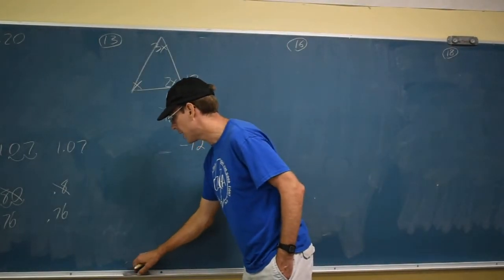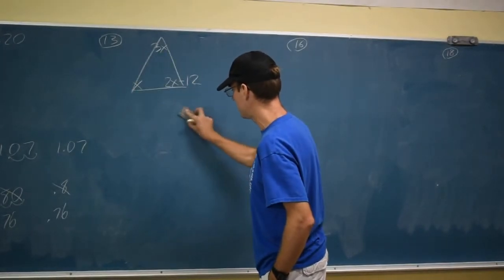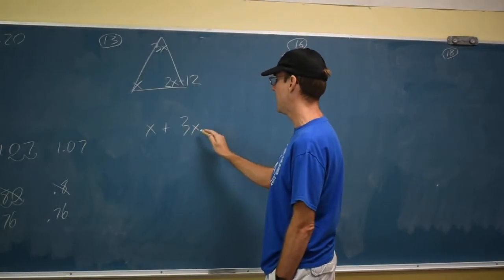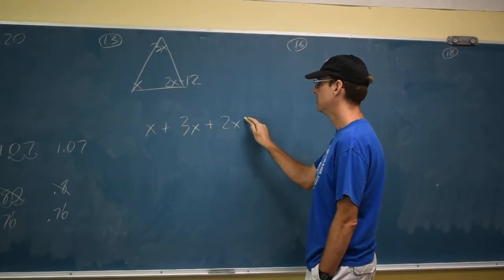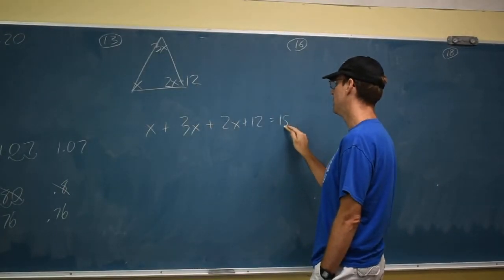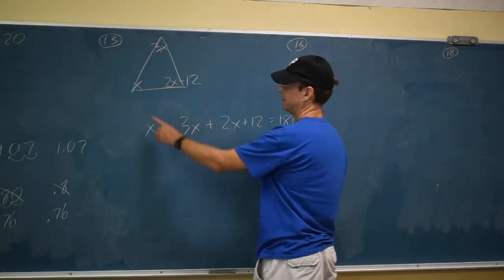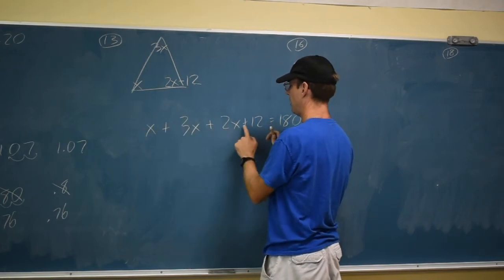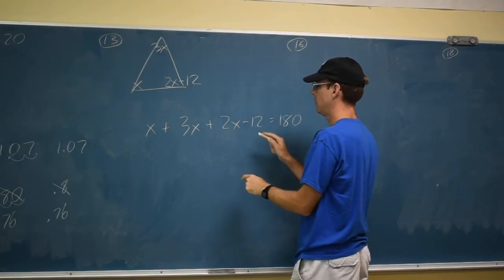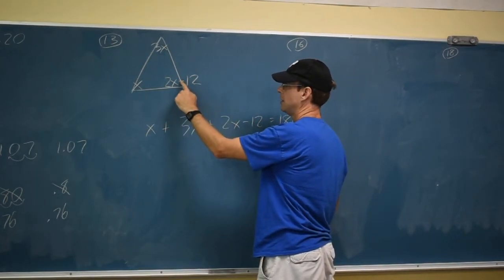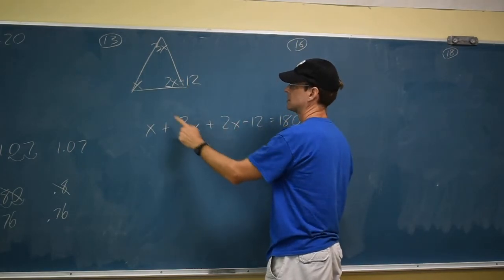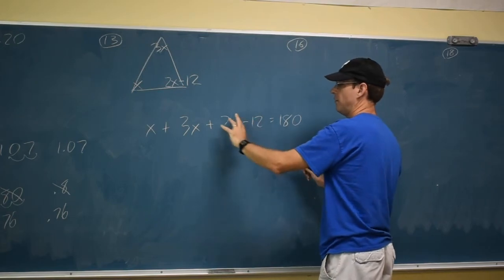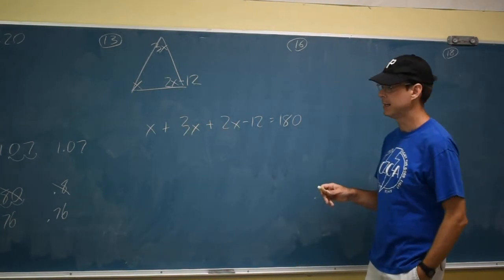So when we go to create an equation for problem number 13, we're going to go x plus 3x plus 2x plus 12 equals 180. This one, plus this one, plus this one. Oh, that wasn't a plus 12, it's a minus 12. Almost made a mistake on the video. Minus coming with us. So the x, the 3x, the 2x minus 12, add that all up, that equals 180.